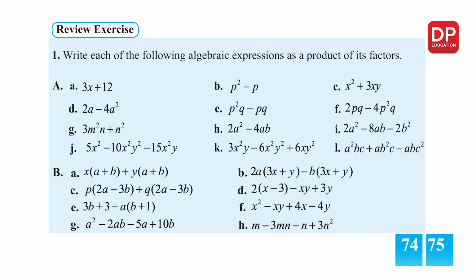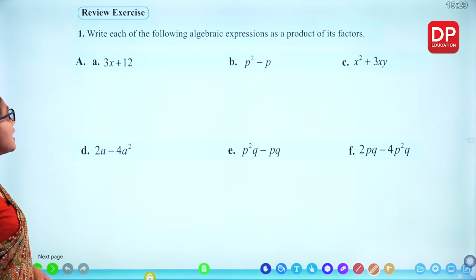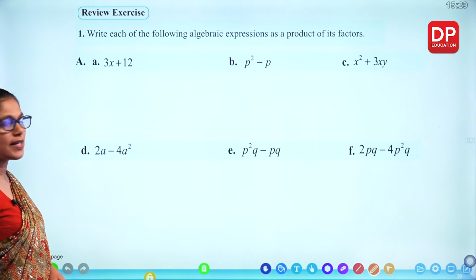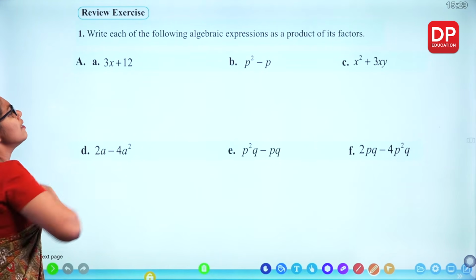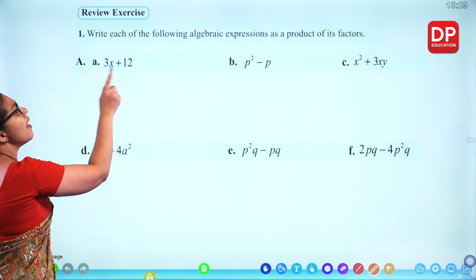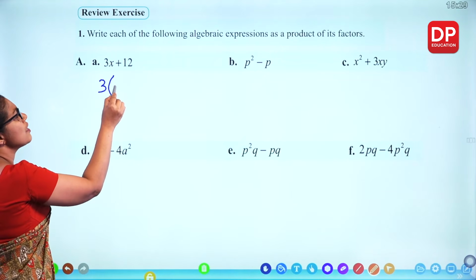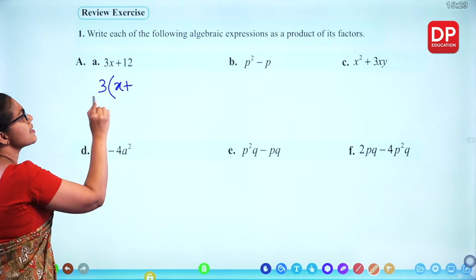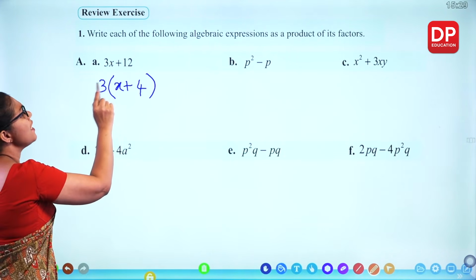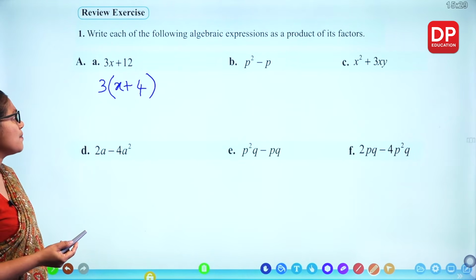Now we'll look at the review exercise in your textbook. In the first question it says write each of the following algebraic expressions as a product of its factors. So here look at carefully and try to find out the common factors. 3 and 12. I can see 3 is common. Take it out. What's remaining? X plus 4. Why is this 4? 3 times 4 you get 12. So here the factors are 3 times x plus 4.